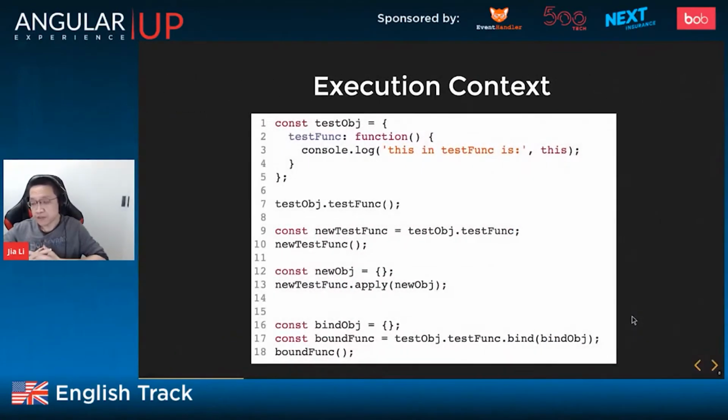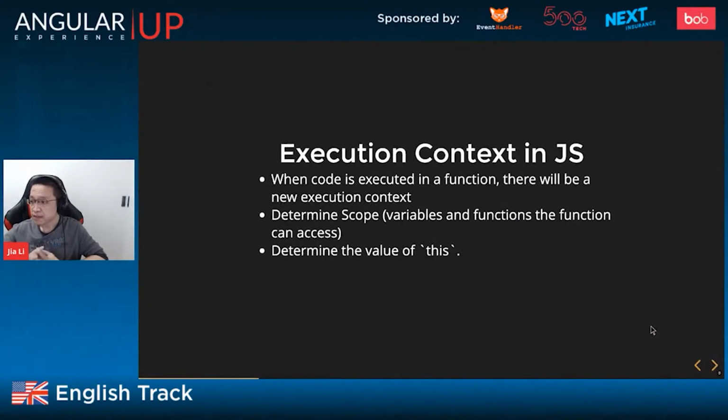And of course, JavaScript provides several ways to run a function. Based on which way you run the function, the value of this will change. This is how the JavaScript VM handles this execution context. Basically, in the JavaScript world, when code is executed in a function, there will be a new execution context. It will determine the scope of what you can access, and also the value of the keyword this.